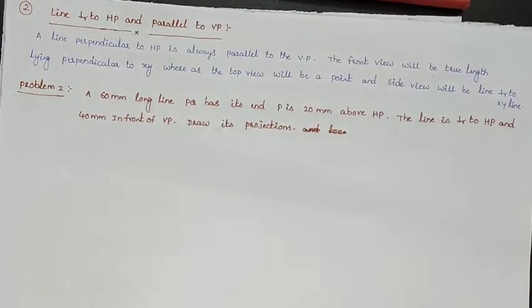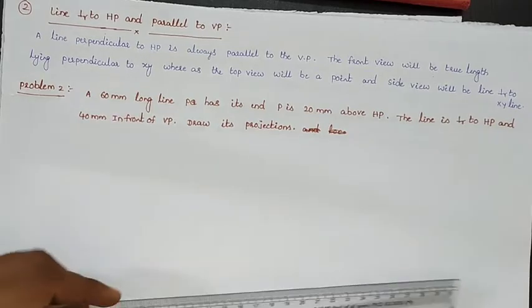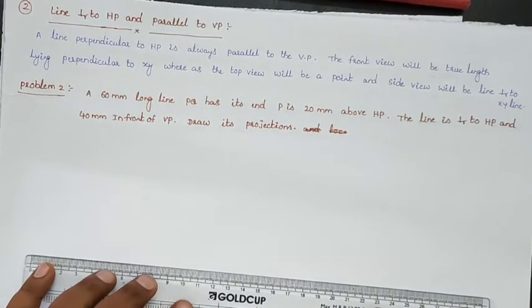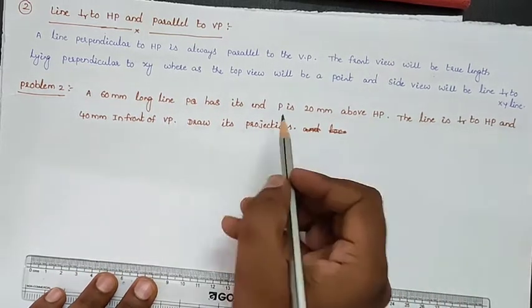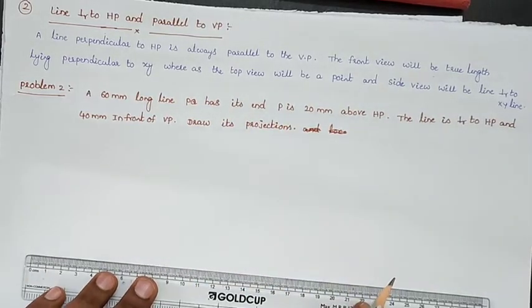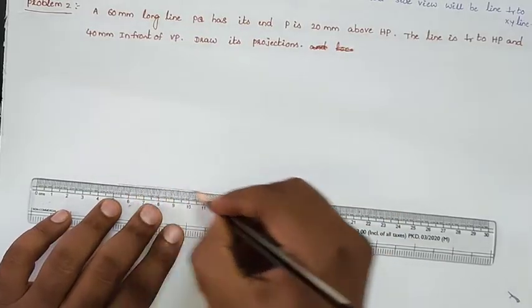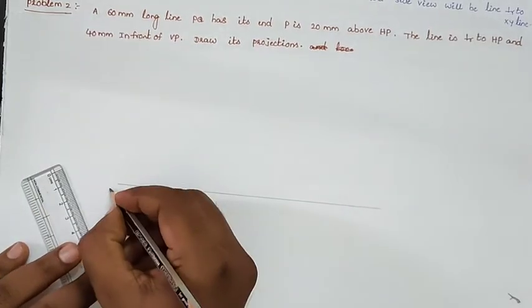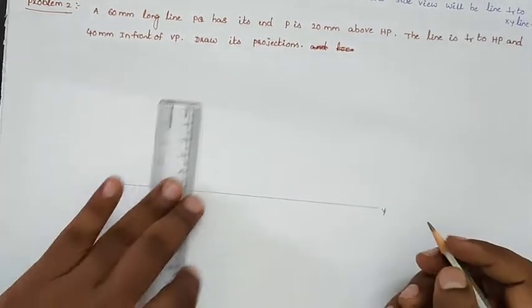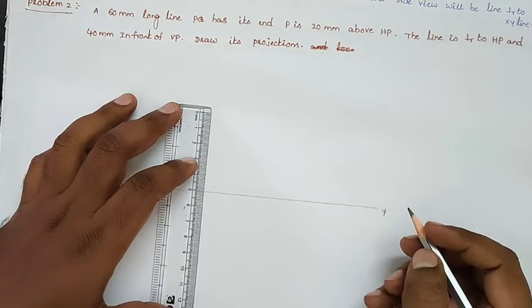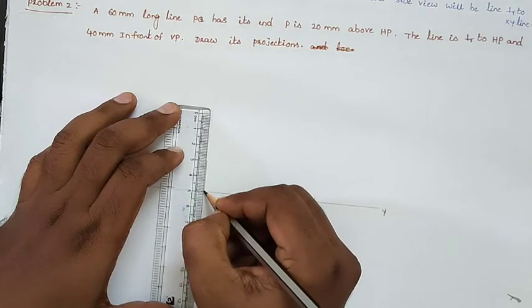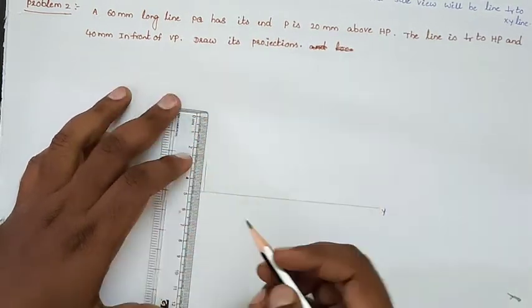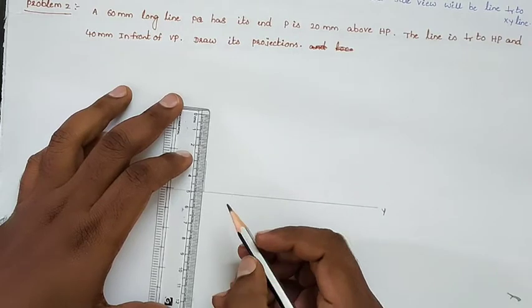Now we will draw the projections of this one. A 60 mm long line PQ has its end P 20 mm above HP, and the line is perpendicular to the HP and 40 mm in front of the VP. So first of all, we will draw the projection of point P here. Draw the reference line, XY line. P is 20 mm above HP. Take 20 mm above the reference line, and 40 mm in front of the VP. You can take 40 mm in front.